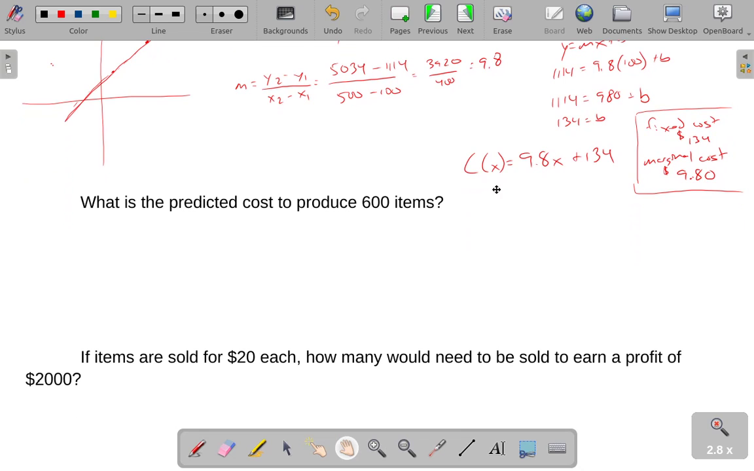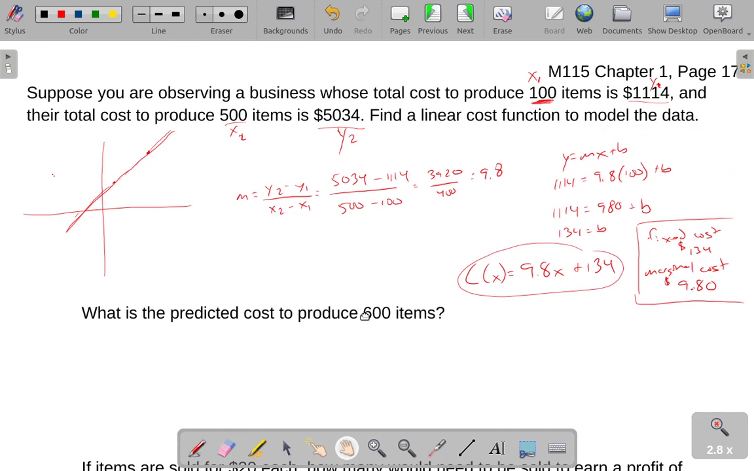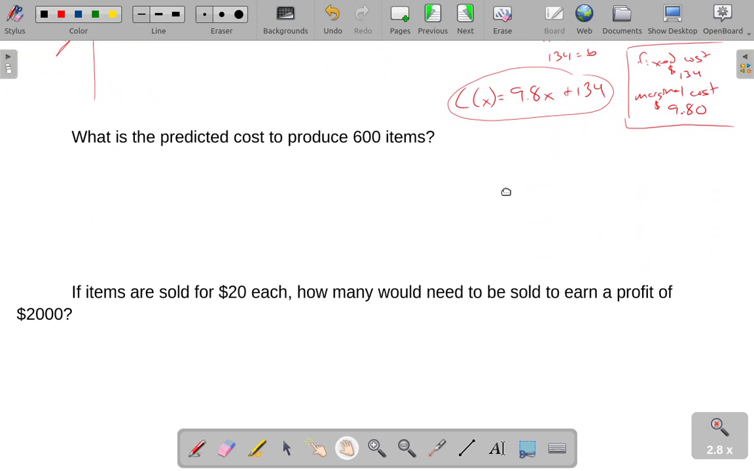But like I said, that was a little additional thing. The actual answer to the question was the cost function, because that's what was being asked for, right? Find a linear cost function to model the data. Yep, that's what I got there. Alright, what is the predicted cost to produce 600 items? Well, we're just saying here this is x. So 9.8 times 600 plus 134.